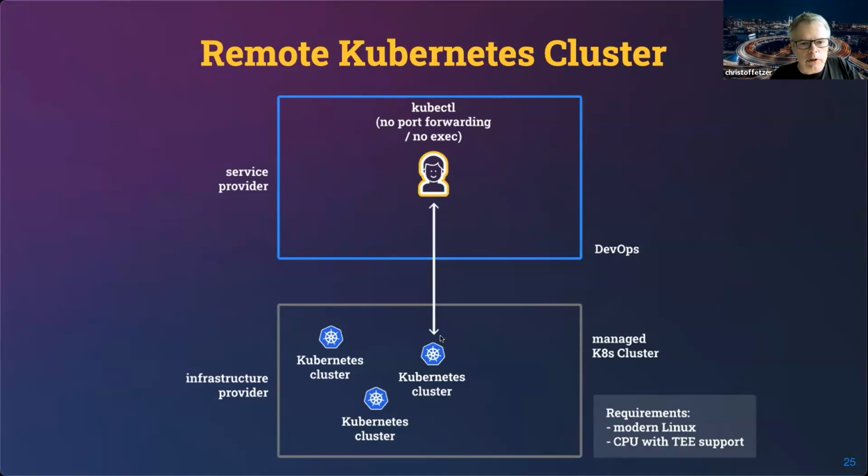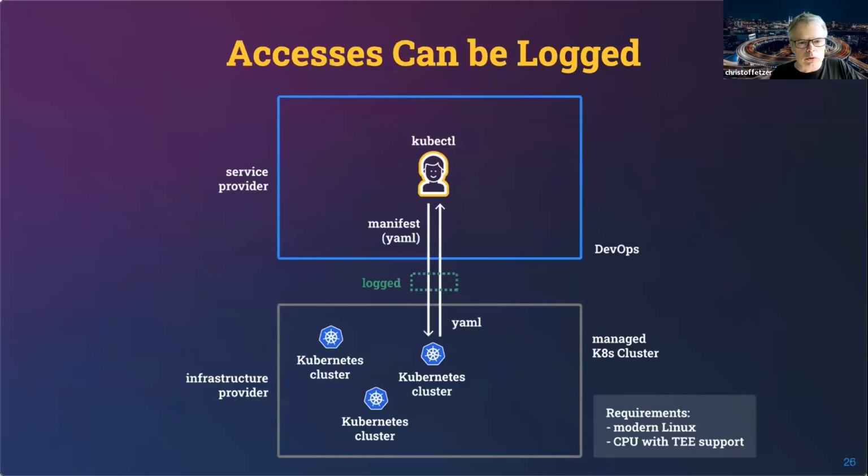On the Kubernetes side, we have just a vanilla Kubernetes, or it might be a Gardener vanilla Kubernetes cluster. There we don't need any modifications of the Kubernetes cluster, just a modern Linux kernel, and some CPU with trusted execution support. Then we can just send manifests, we get back manifests, but no direct communication. When you do that, you can log all the interactions and see who sent which manifests to that cluster.